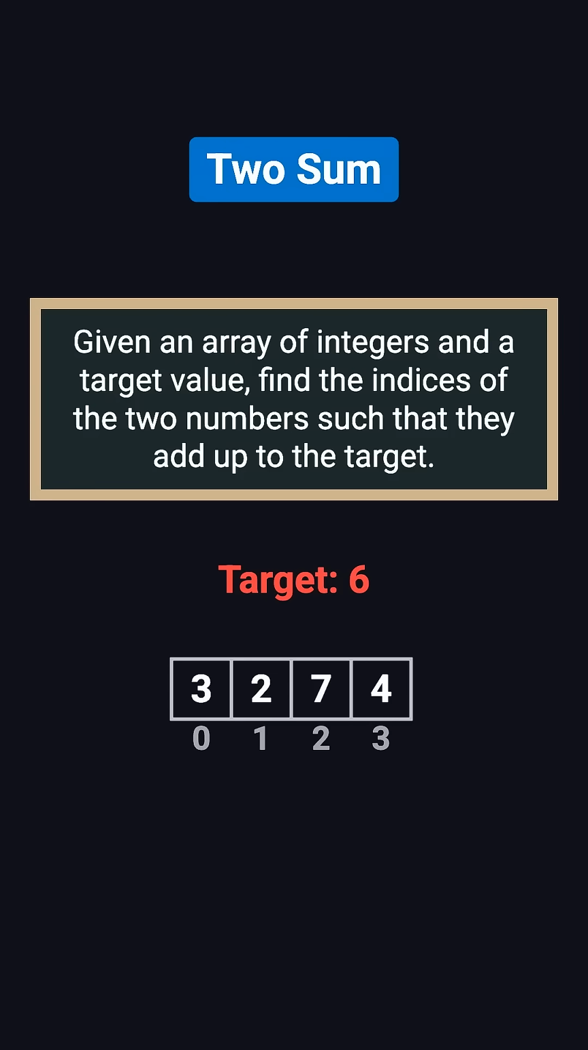For example, if the array is [3, 2, 7, 4] and the target is 6, the answer is indices 1 and 3, because 2 plus 4 equals 6.